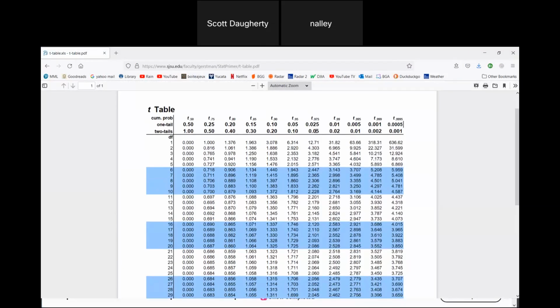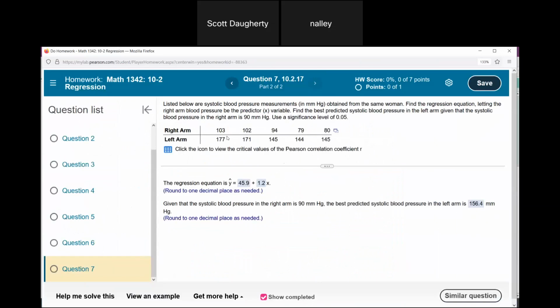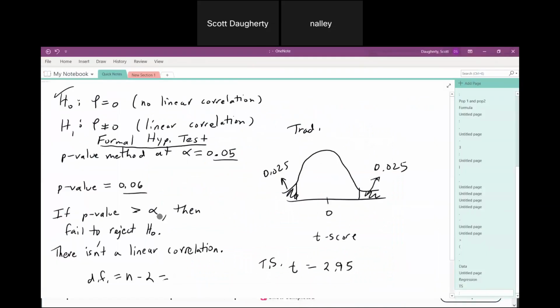It's the same column. And if you remember, the degrees of freedom in this case is 2 less than the sample size. In the past, it was 1 less than the sample size, but because we have two variables, x and y, we subtract 2 from the sample size. If you look at the sample size, I believe it was 5. Let's see, 1, 2, 3, 4, 5. So this is going to be 5 minus 2, so we have 3 degrees of freedom.